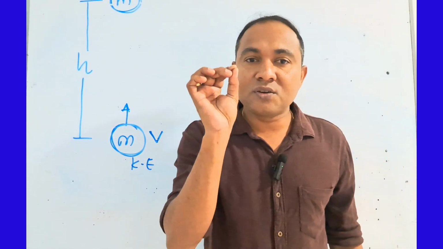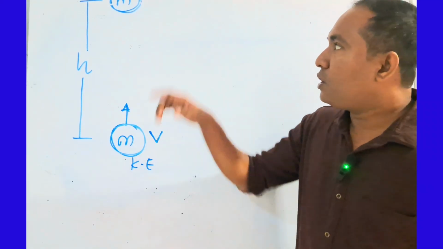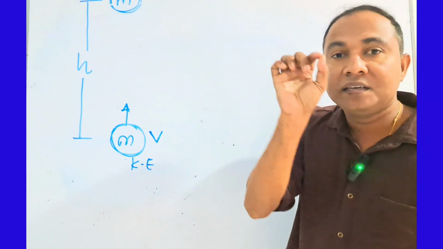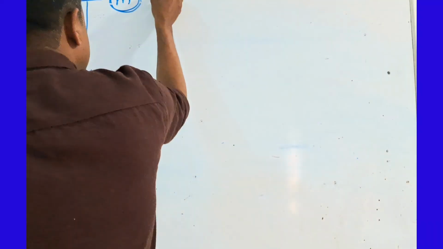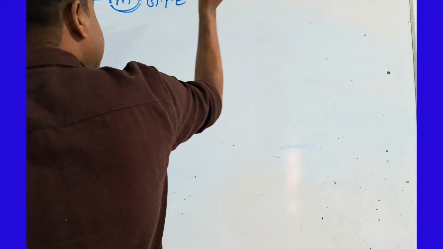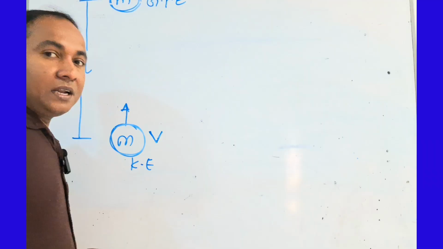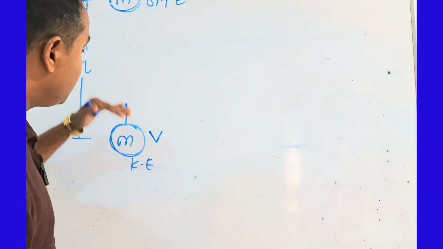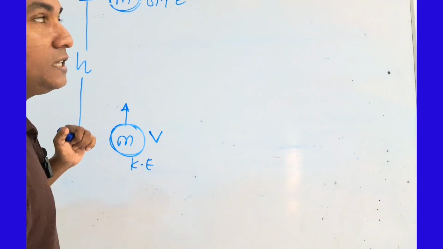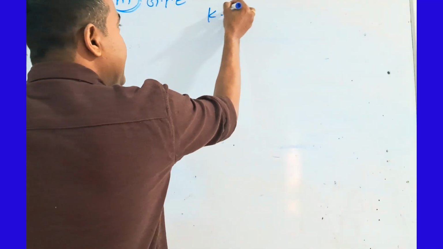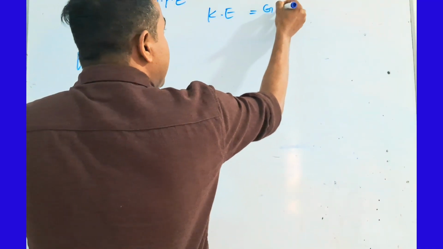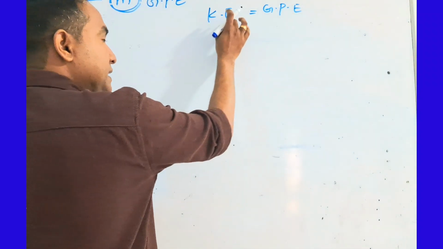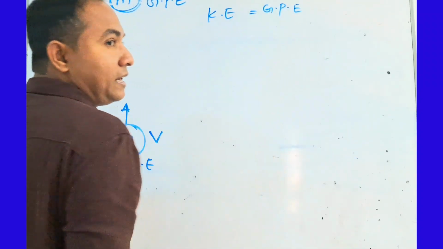It means there is no kinetic energy of this object in this position, but it has gravitational potential energy. And according to the law of conservation of energy, the kinetic energy is equal to the gravitational potential energy.